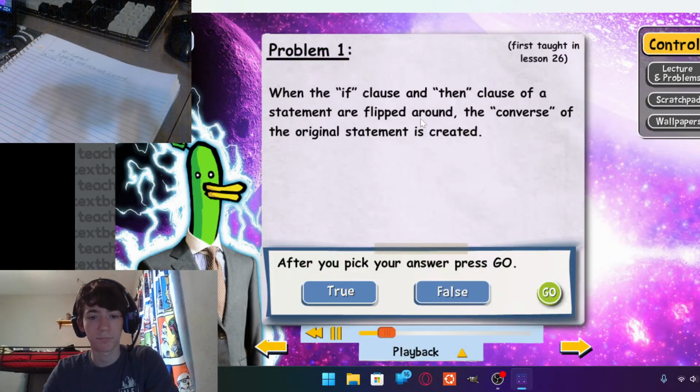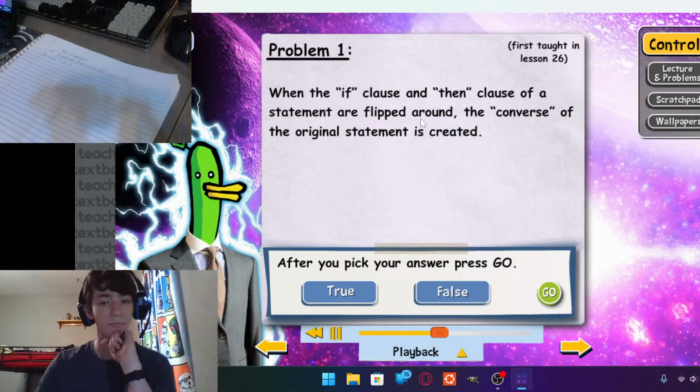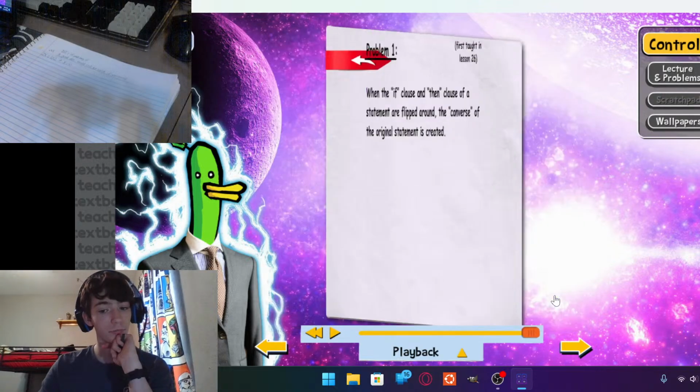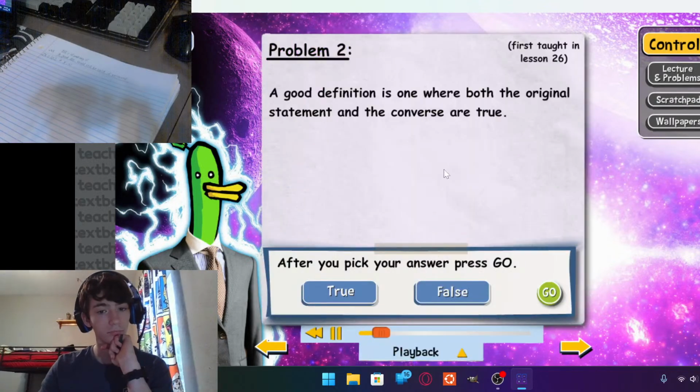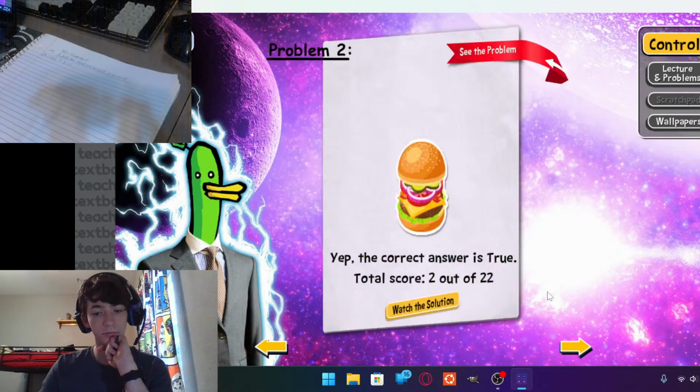Okay, true or false? When the if clause and then clause of a statement are flipped around, the converse of the original statement is created. That should be true. Excellent. Okay. True or false? A good definition is one where both the original statement and the converse are true. Yes, I have that written down. Way to go.